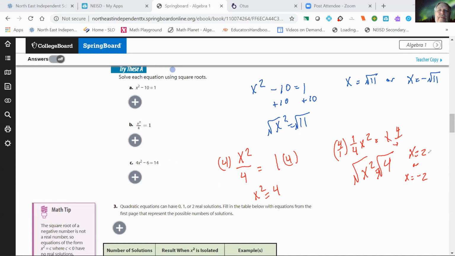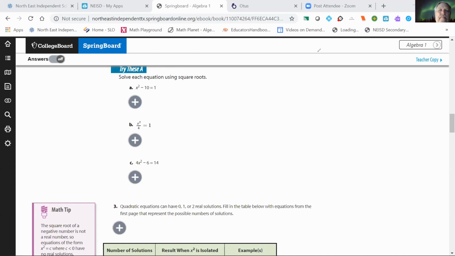All right, and the last one on here is 4x squared minus 6 plus 14. And again, no, that's not right, equals 14.